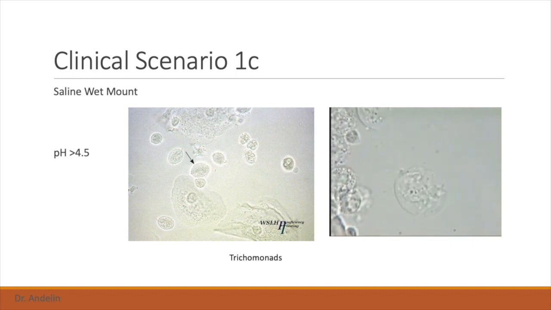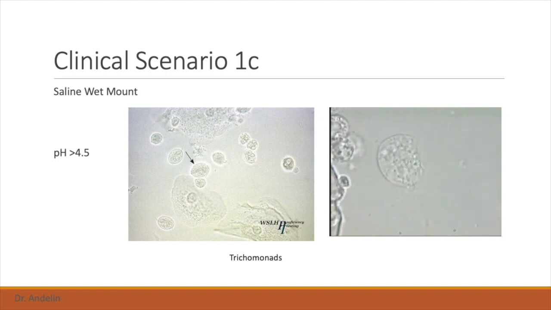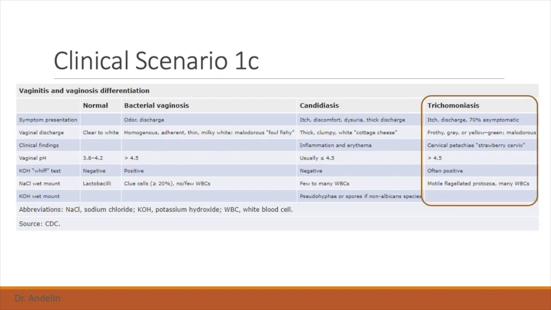On saline wet mount, we see flagellated protozoa consistent with trichomonads. We often see them as motile under the microscope. When we check the vaginal pH, we note that it is greater than 4.5, elevated. If we again reference this graph, we can identify features consistent with trichomoniasis, the disease caused by Trichomonas.